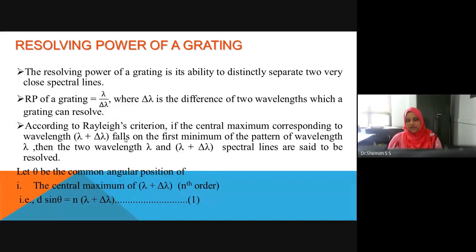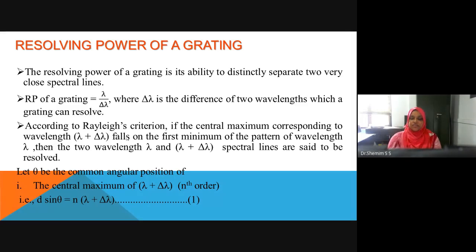So we'll see what this is according to Rayleigh's criteria. What does Rayleigh's criteria state? Rayleigh's criteria states that if the central maximum of the diffraction pattern of the first image falls over the first minimum of the other one, or vice versa, then the two spectral lines are said to be just resolved. That is, the central maximum of the first should coincide with the first minimum of the other, and vice versa. Then these two spectral lines can be seen as two distinctly separate spectral lines.